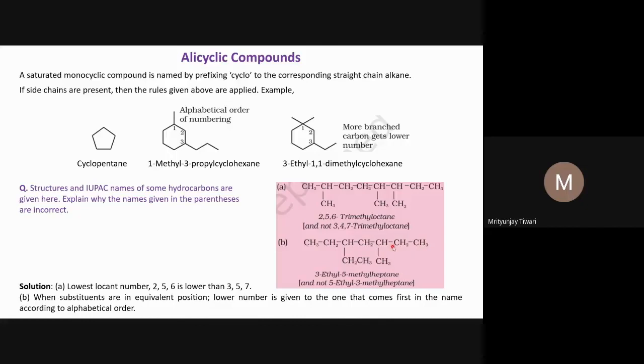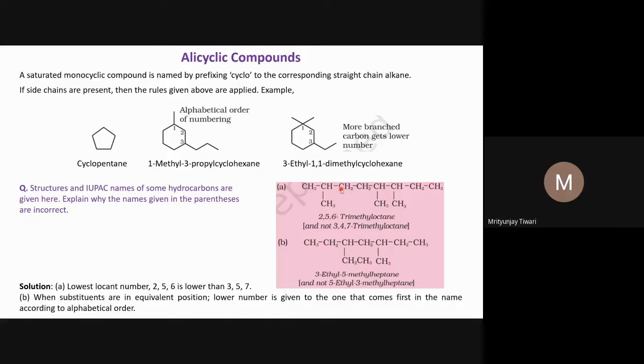But this way of numbering is wrong, because in that case the locants are at the same position, and alphabetical ordering is important. So the name given in the parentheses is wrong for that reason. I hope this was clear to you.